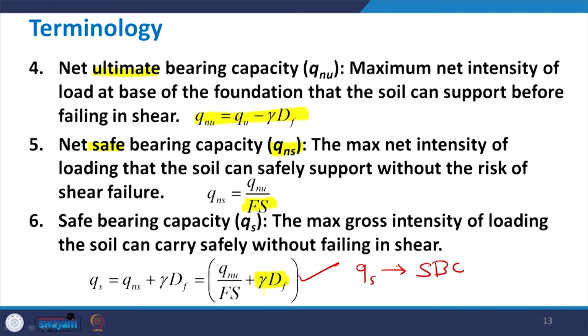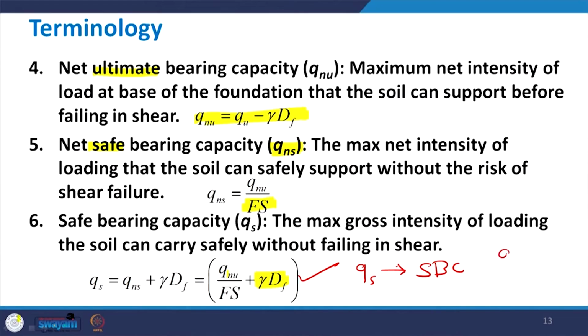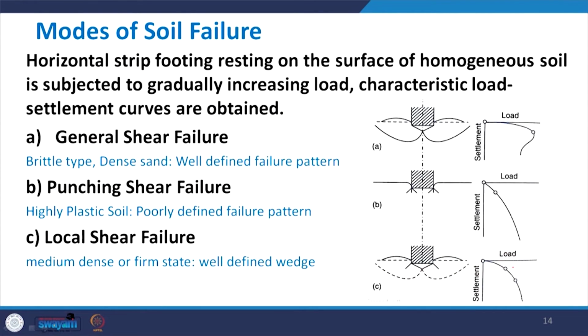In this equation you could see that the value of QNU is given by QU minus gamma df, where gamma df is known to you. So, if we are able to get the value of QU, then we can find the safe bearing capacity. So, our ultimate objective is now to find the value of QU. In the next slide we are going to answer how to find the value of QU, that will be our objective. For that, first let us see how soil fails in different modes of soil failure.